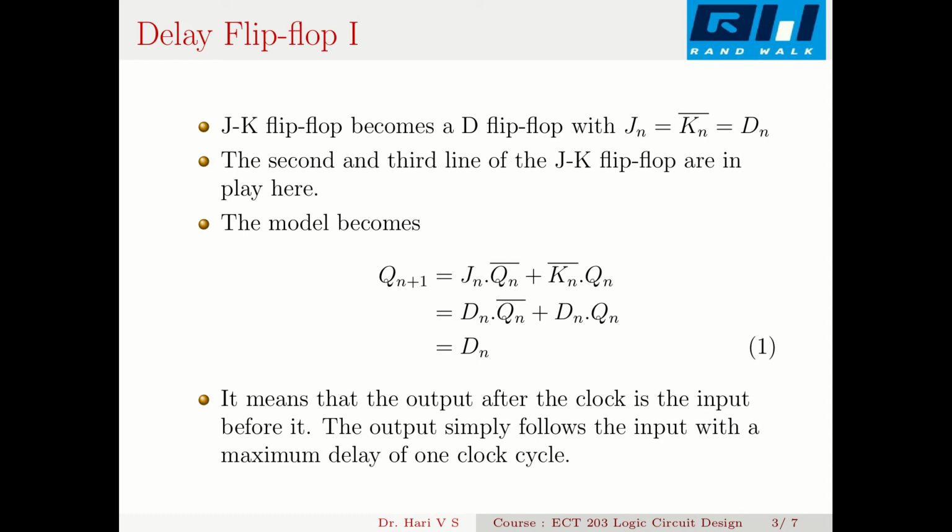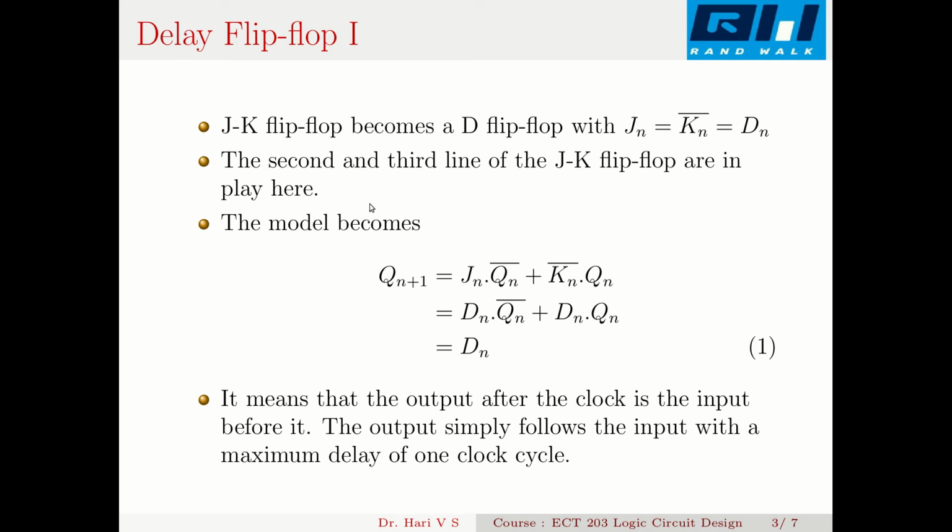The second and third rows of the JK flip-flop truth table are in play here. That is the 0 1 condition and the 1 0 condition: J equal to 0, K equal to 1, and J equal to 1, K equal to 0. That is, Jn and Kn are complements. The second and third lines of the truth table play a role here.